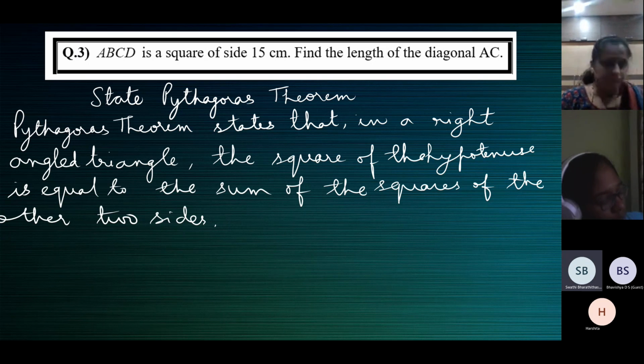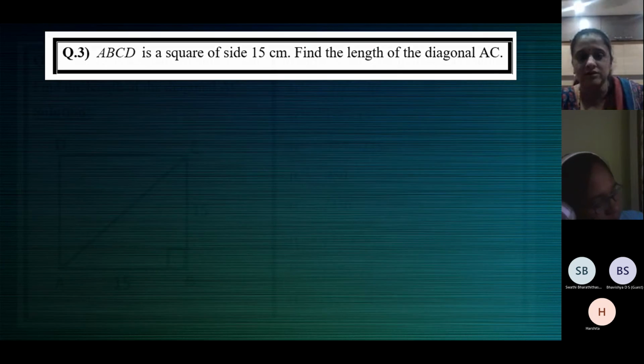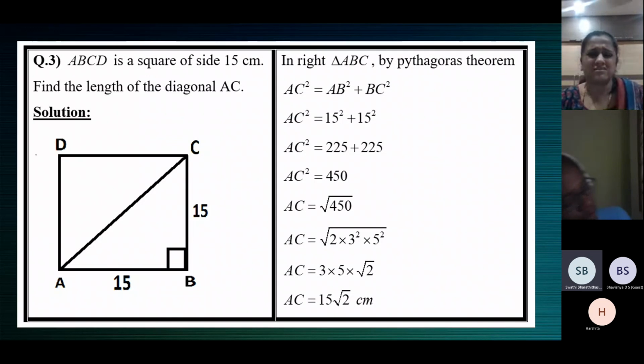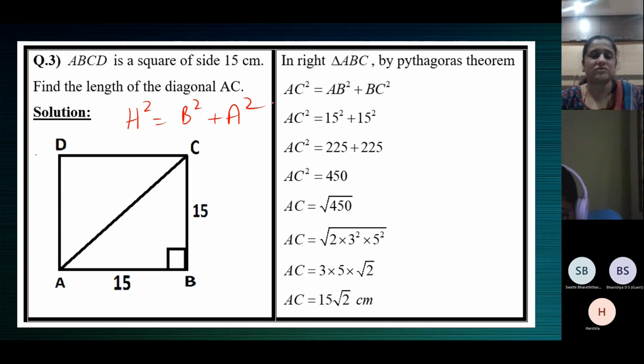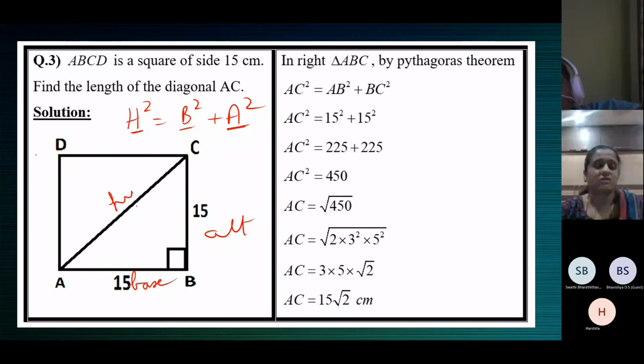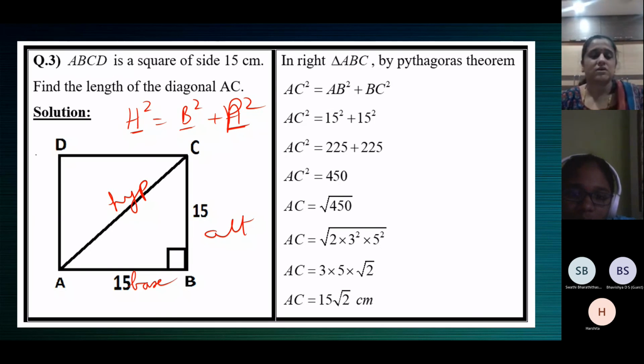Ma'am, in short, can we write that base square plus perpendicular square equals hypotenuse square? Yes, ma'am, some schools use that. H square is equal to B square plus P square. I don't use this. Base square plus altitude square is equal to hypotenuse square. So this is the base, this is the altitude, this is the hypotenuse. Hypotenuse square is equal to base square plus altitude square. Okay, fine.